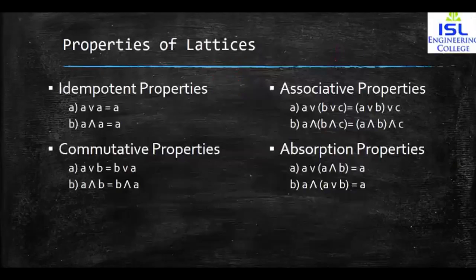Now, what are the properties of lattices? First and foremost, we have the idempotent property. The idempotent property is that if we perform the join or meet of an element with itself, we get the same A. That is, whether we perform join or meet, we get the same result. Similarly, we have the commutative property. These were the properties that we have already studied with respect to propositional logic. The same properties we are studying again, but here, instead of propositions, we are taking lattices. In the commutative property, whether we perform the join or meet, even if the order is changed, it will give us the same result.